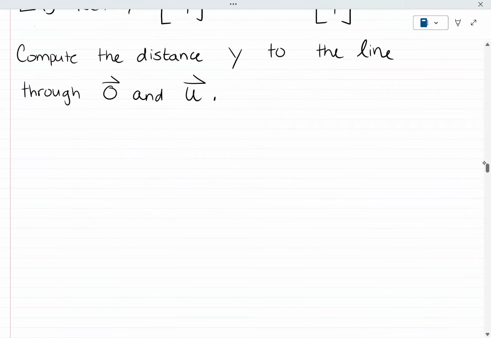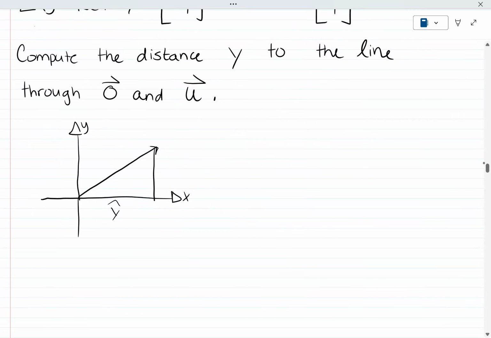So if I draw an image, we're given vector u, we're also given vector y. What we're trying to do graphically is this is y hat. This is the magnitude of z. That's what we're trying to find, the distance. Magnitude of z, and then this is vector y.